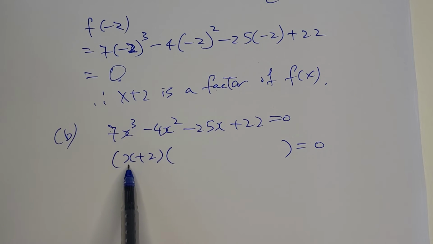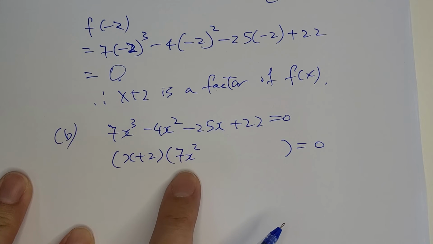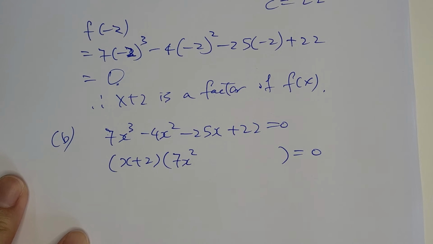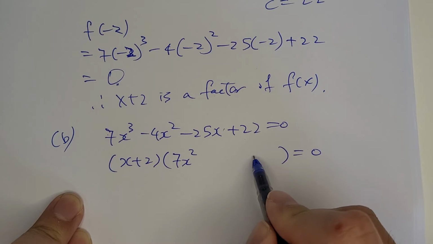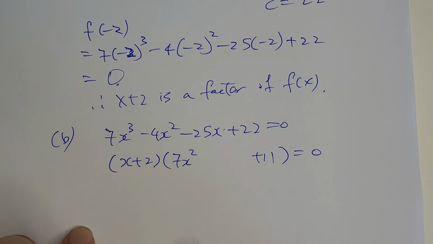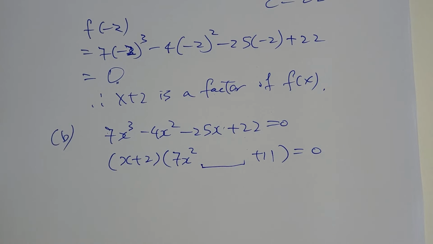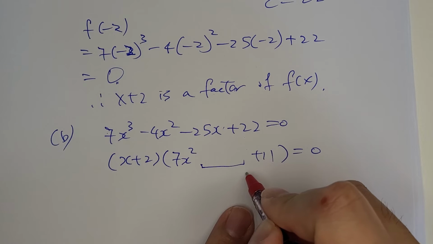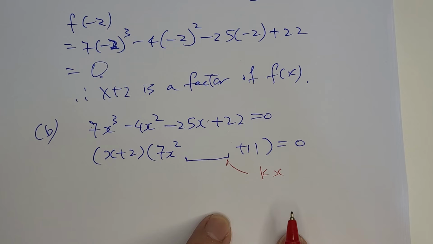7x cubed divided by x, that is 7x squared here. So the leading term of the quotient will be 7x squared. Next, look at the constant term. 22 divided by 2, that is positive 11. So the constant term of the quotient will be positive 11. The key point is how do we find this one? Okay? How do we find this one? This must be something times x, right? So we write it as kx in the graph.